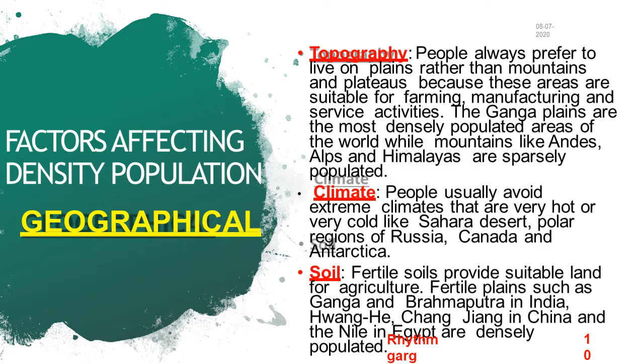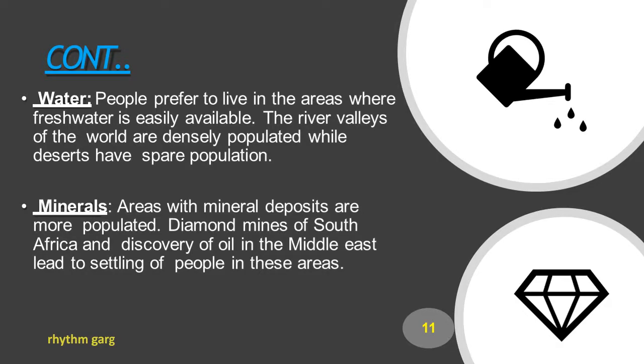The next is soil. As we know that fertile soil provides suitable land for agriculture, and fertile plains such as Ganga and Brahmaputra in India, and then in other parts of the world like Nile in Egypt, etc., are thus densely populated. The next one is water. People prefer to live in the areas where fresh water is easily available. For example, the river valleys of the world are thus densely populated, whereas the deserts have sparse population.